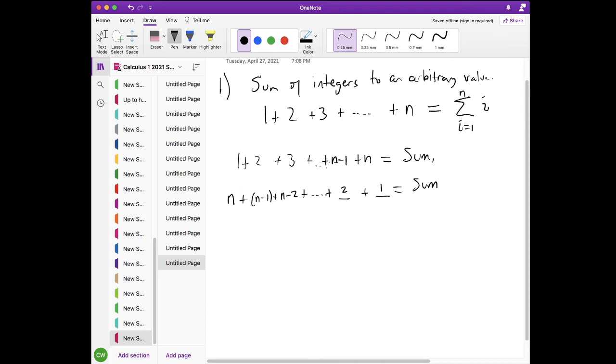Okay, now we're going to do a magic trick, and we're going to add these two things together. What is the sum of each column? If I draw the columns like this, what's the sum of each column? N plus 1.